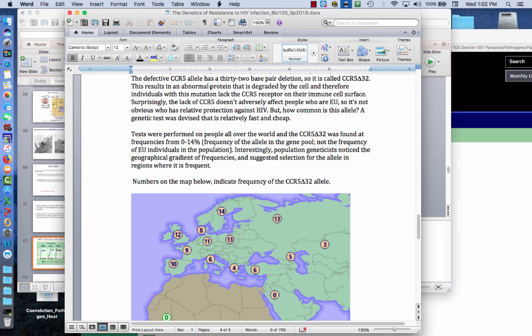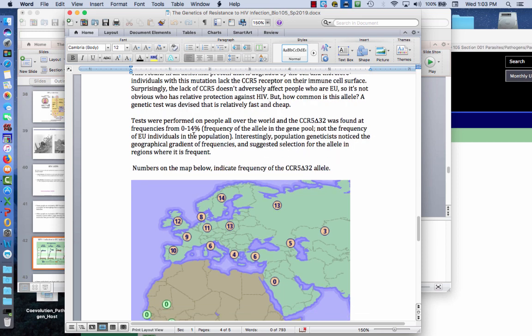It does result in an abnormal protein that's degraded by the cell, and it never actually makes it up to the immune cell surface. This is why CCR5 is lacking on these people with this mutation. Interestingly as well, we don't seem to see any kind of side effect or symptom or characteristic from that other than the fact that, awesomely, they are resistant to HIV. It's not obvious then how common the allele is, why it came about, etc.